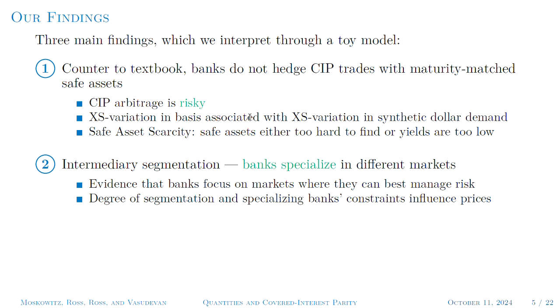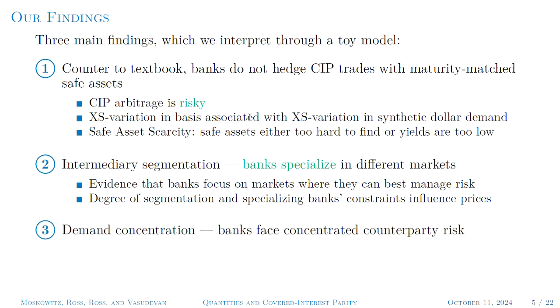And the main point here is that the degree of segmentation and individual banks' constraints are important for prices. So in addition to the overall intermediary aggregate constraint that's been well written about in the literature as determining these CIP violations, individual banks' constraints also matter. And last, the role of demand concentration. You can think of this as banks facing concentrated counterparty risk and that leading to these bases.